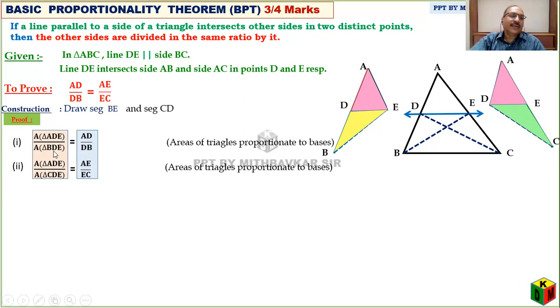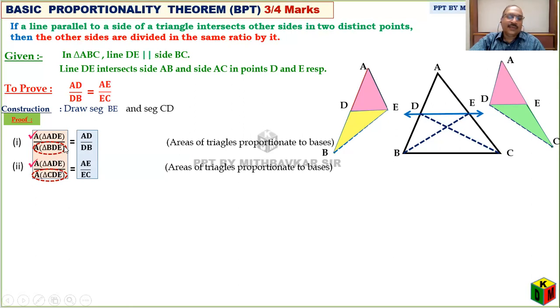Let's check. Look at numerator, area of triangle ADE. Numerator of first ratio, area of triangle ADE. Numerator of second ratio, area of triangle ADE. Are they equal? Yes. So half of the part is already there. Numerators are already equal. Look at denominator now. Area of triangle BDE, area of triangle CDE. If I get areas of those two triangles equal, I can say denominators are equal.